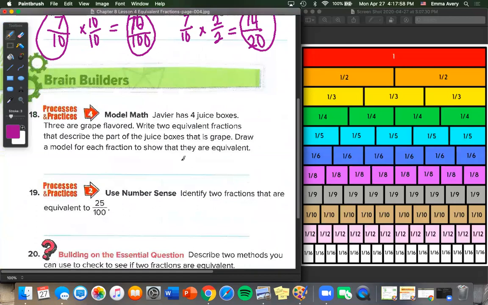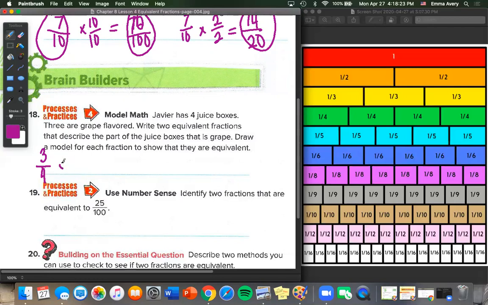On to number 18. Javier has 4 juice boxes. 3 are grape flavored. Write 2 equivalent fractions that describe the part of the juice boxes that is grape. Draw a model for each fraction to show that they are equivalent. Okay, so he has 4 juice boxes, so that's going to be on the bottom, and 3 are grape. So one of our fractions is 3/4.